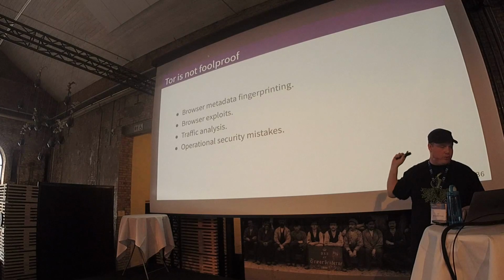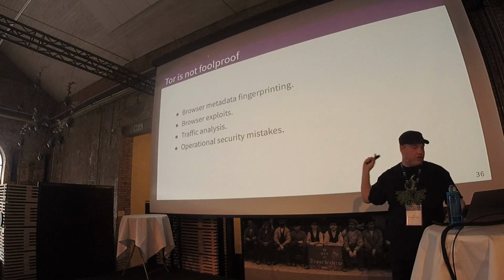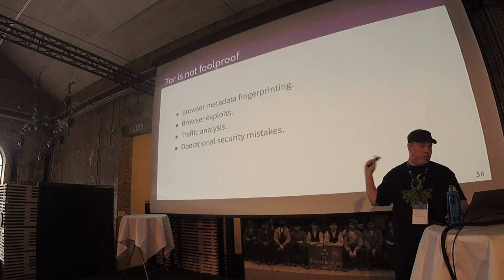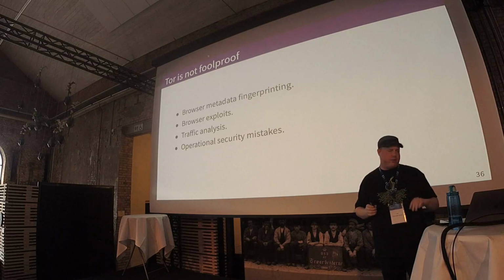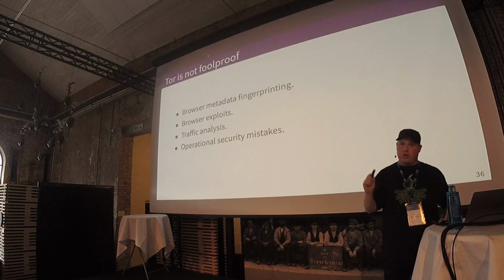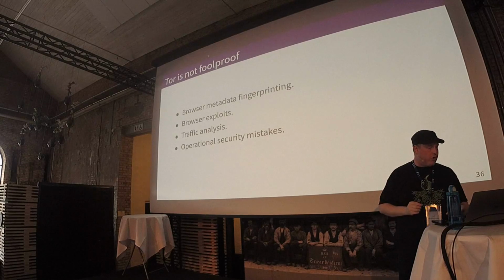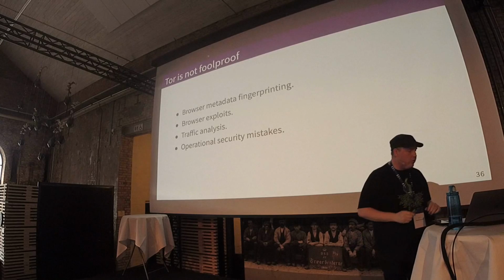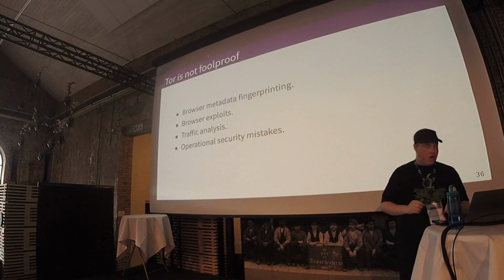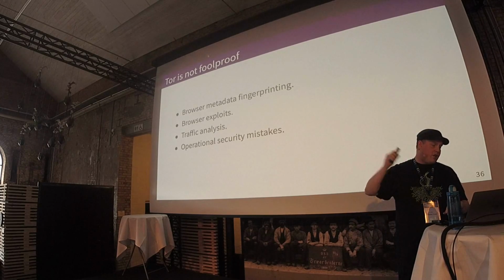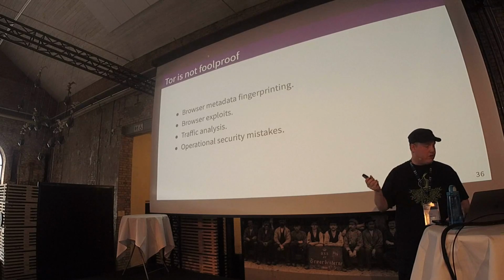Very quick: Tor is not foolproof. There are still metadata fingerprinting issues. There are browser exploits being developed. The price for Tor exploits is around 250,000 USD right now, which is around the same as Chrome, which is great because Chrome is usually known as the tough one to defeat, and there are way more users for Chrome. So we're very happy that the price is so high. Traffic analysis attacks and operational security mistakes also happen.